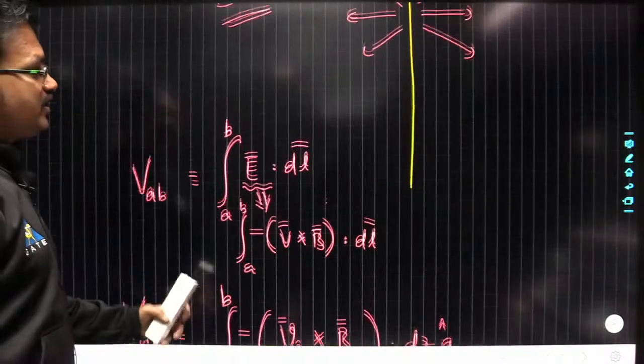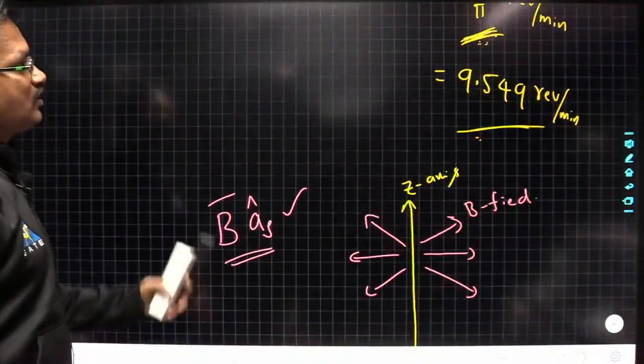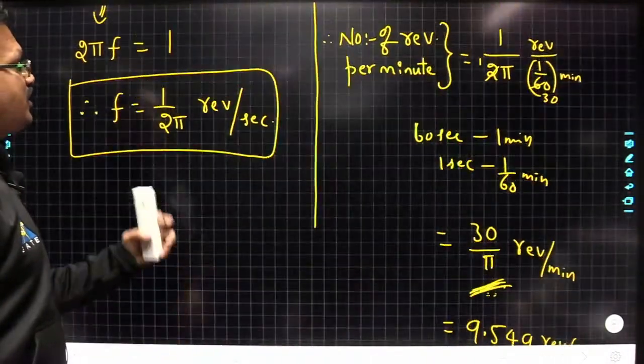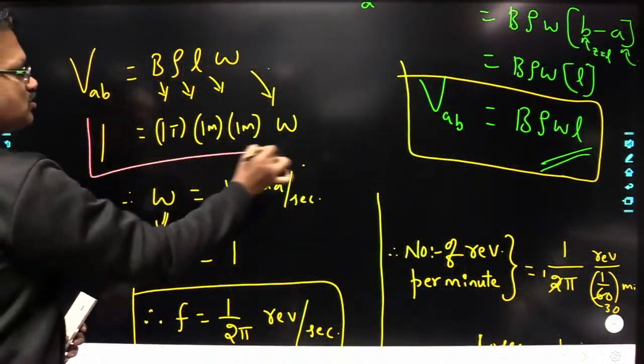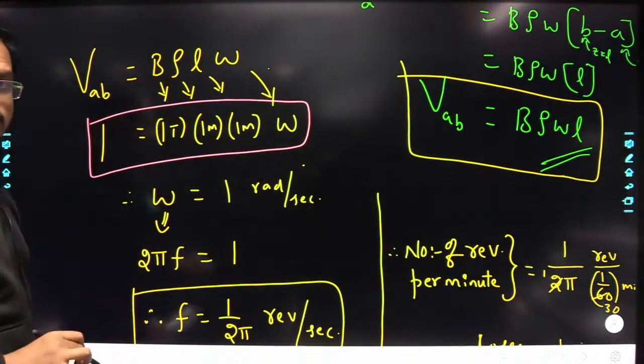Alok Kumar, is it clear? Tell me here. So we have solved all these things here, right? So we got VAB is equal to this one.